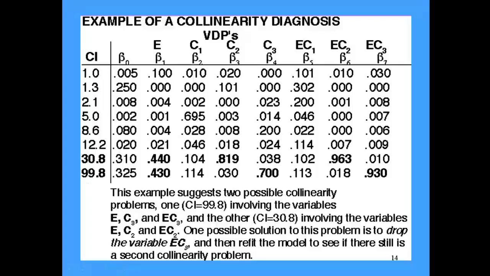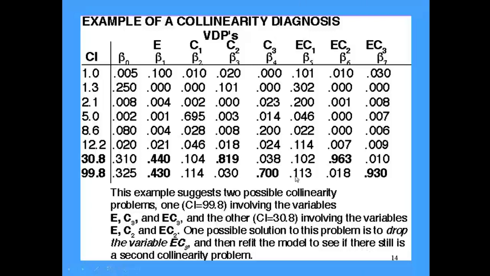So now what you do is you say, okay, this is how you proceed here. I'm just telling you how you proceed. You look at these three numbers and you say, well, look, if there's a collinearity problem, it involves the variables that correspond to these three large VDPs. What are those variables? Anybody tell me what those variables are? What would you do? Go up to the top. E, C3, I made these numbers up, but you go up to the top: E, C3, and EC3.